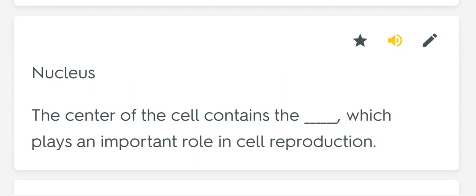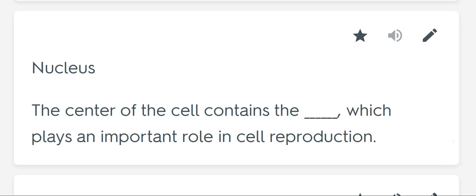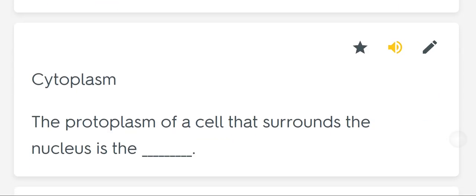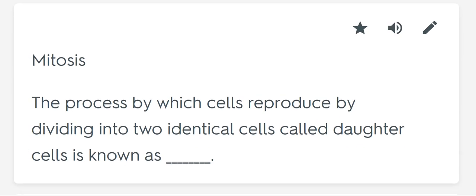Nucleus. The center of the cell contains the blank, which plays an important role in cell reproduction. Cytoplasm. The protoplasm of a cell that surrounds the nucleus is the blank. Mitosis. The process by which cells reproduce by dividing into two identical cells called daughter cells is known as blank.